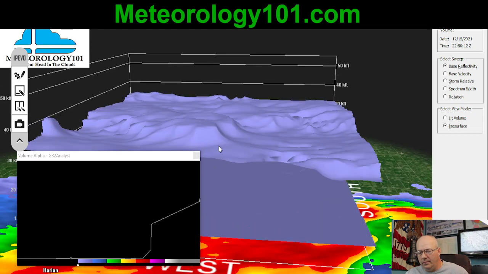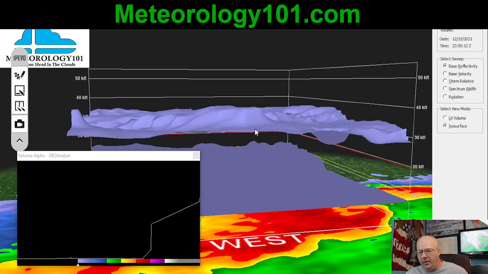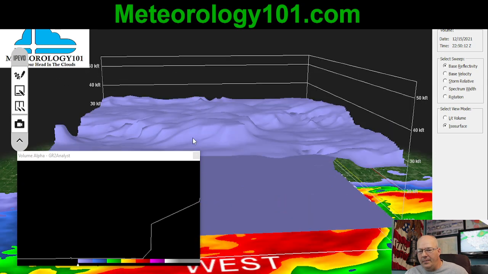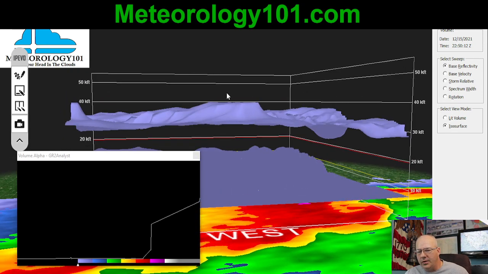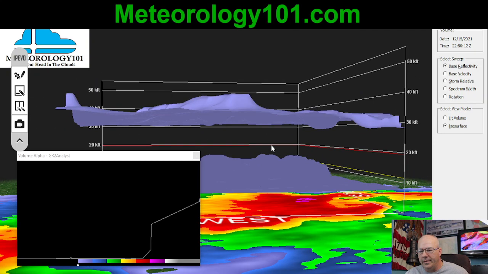Now, what we can see from it is our overshooting tops. Once we hit the tropopause, when that updraft goes all the way up, it's pushing almost 40,000 feet. It hits that stable layer where the tropopause is at the top of the troposphere, then it will actually overshoot that just a little bit, and you can see we have overshooting tops. So we got a pretty significant storm here.